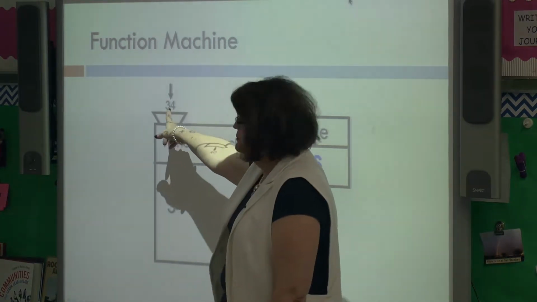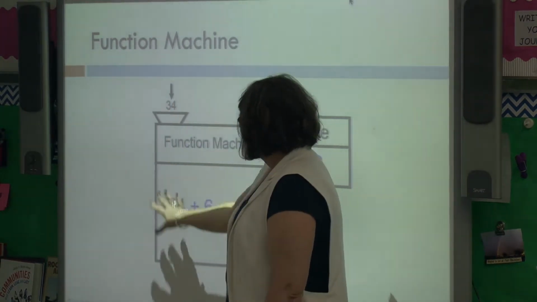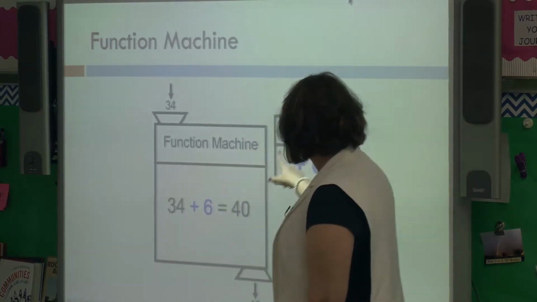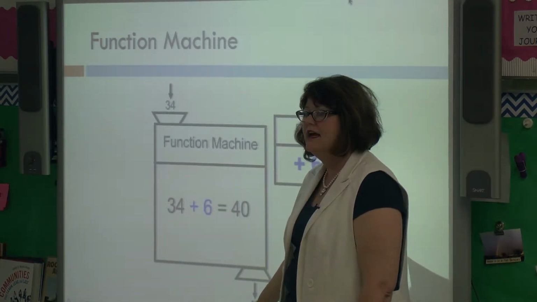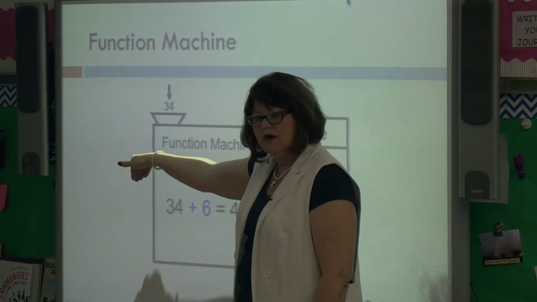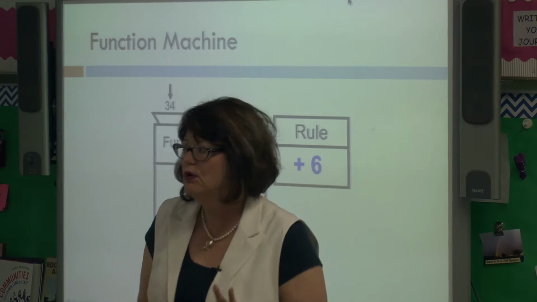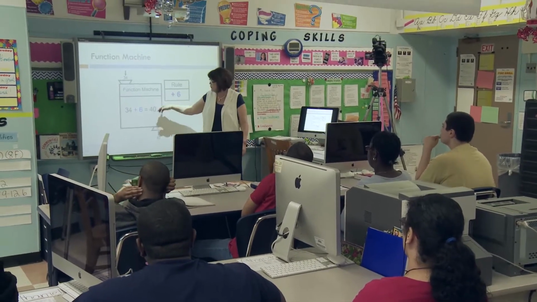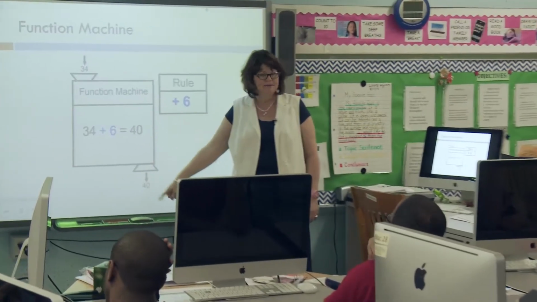What number is my input? 34. What's my rule or the relation? Plus 6. So what is my output? 40. Do you see how that works? Stephen, did you get it? I put in 34. Something happens. I have a rule. Oh, it's plus 6. 34 plus 6 equals 40. Boom, there's my output. Okay?